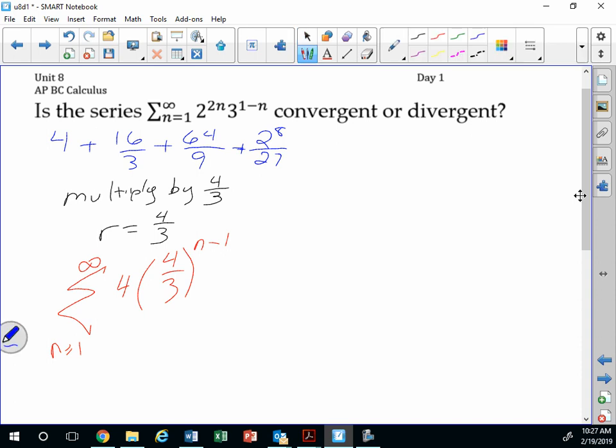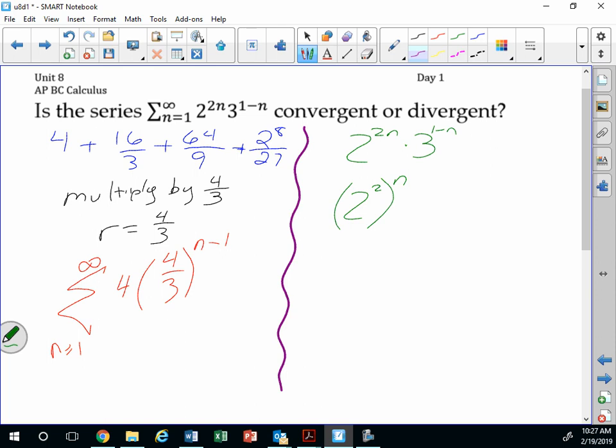Now, let's talk about writing this. How else could I write this? For those of you who had no clue what to do: can I rewrite 2 to the 2n? Could I rewrite this as 2 squared raised to the nth power? Is that allowed? Which makes this 4 to the nth.